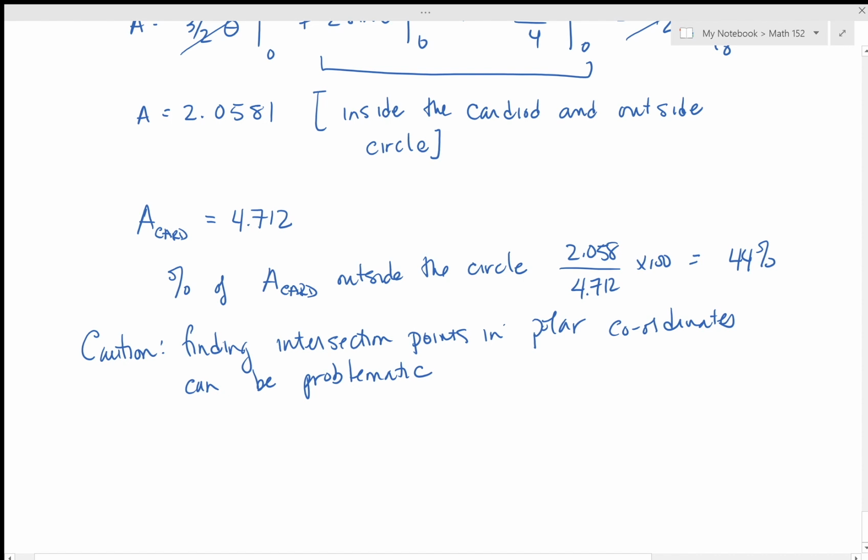The reason why this happens is you can miss an intersection point when you're solving the equations, and part of the reason for that is that in polar coordinates every point has multiple representations. So you want to be careful when solving these equations that, unlike in rectangular coordinates, it is possible to miss an intersection point, and a picture, a drawing, helps you to minimize the chance of that occurring.